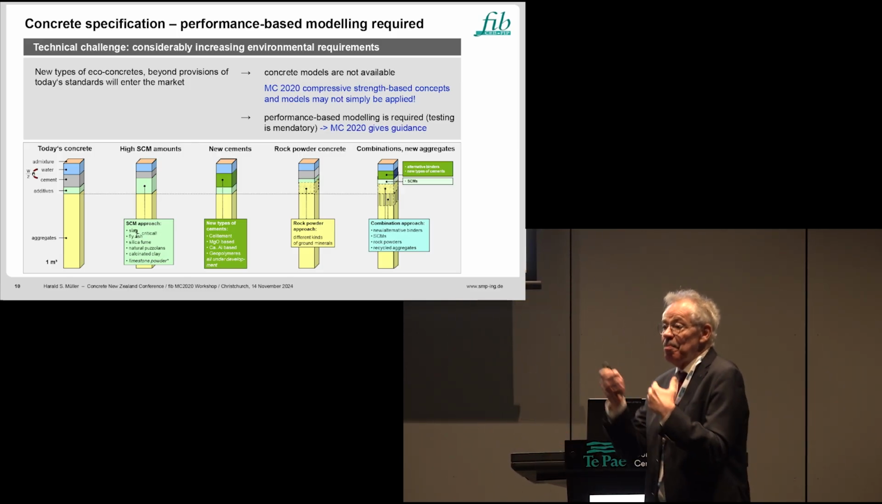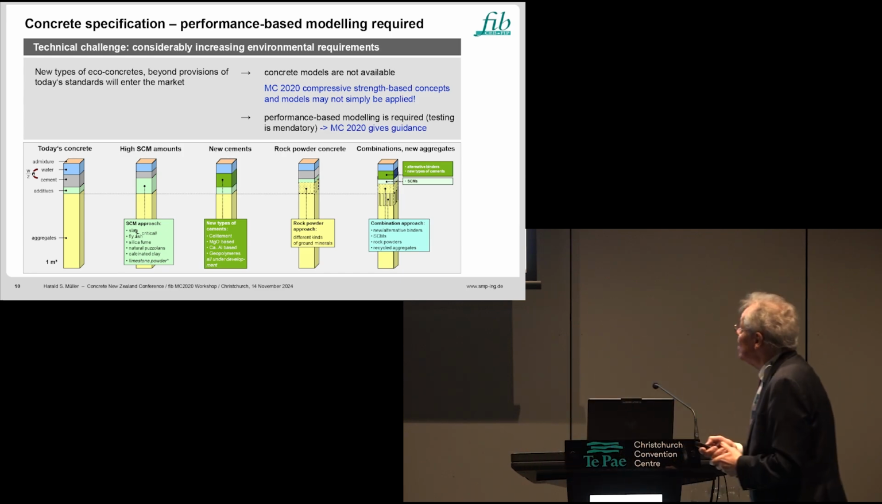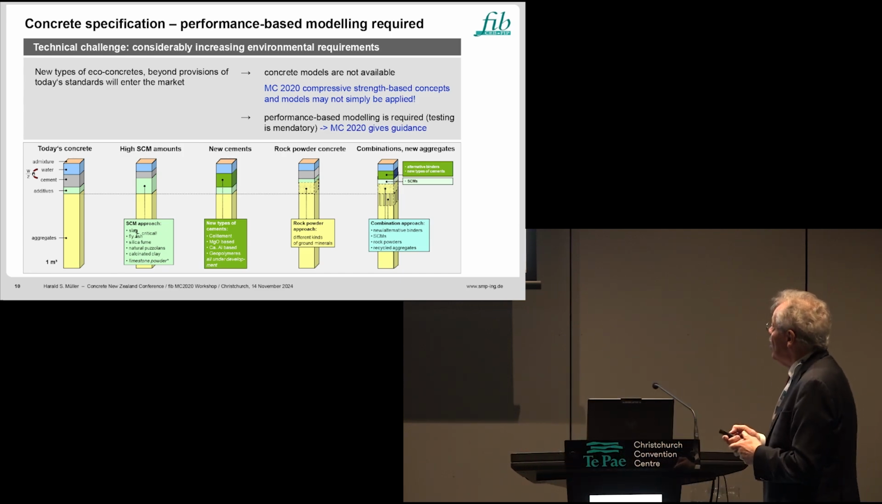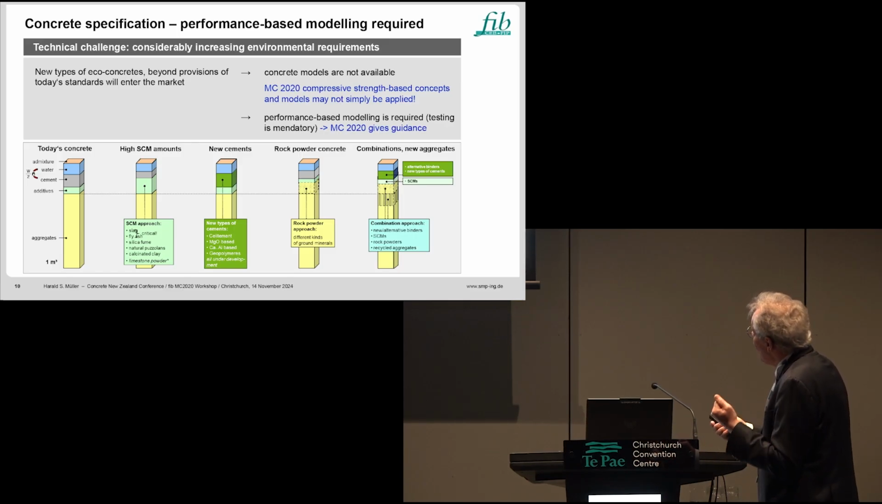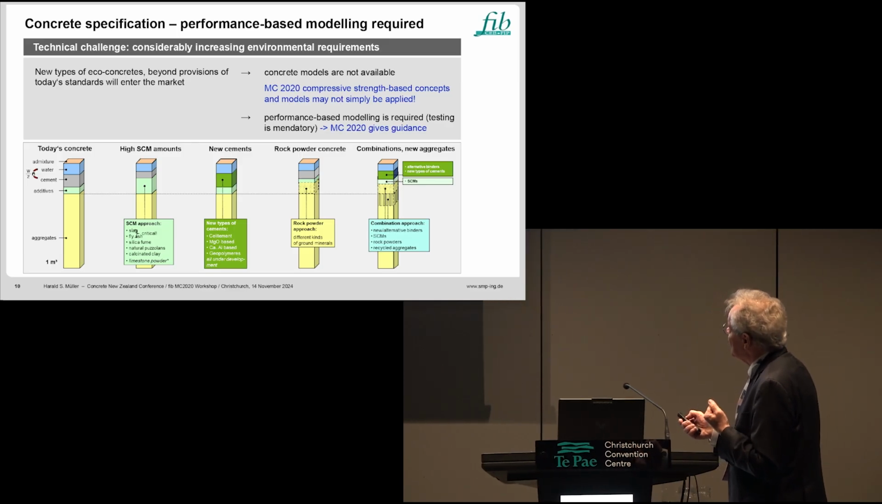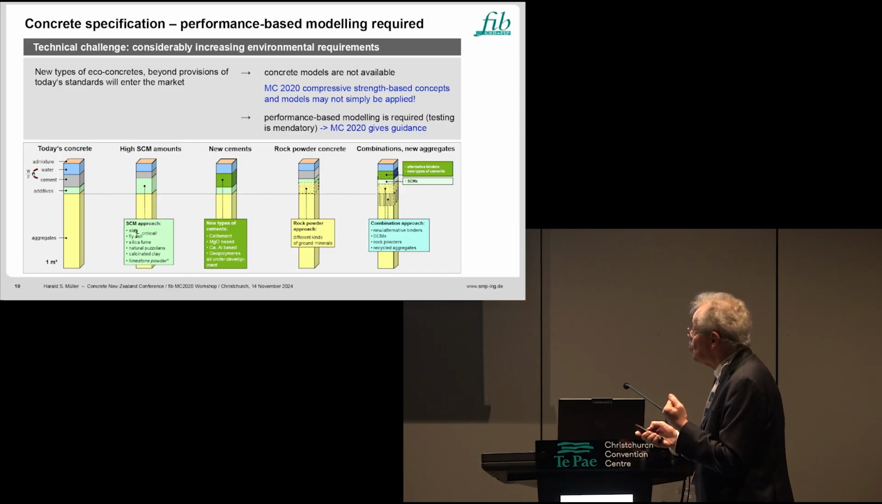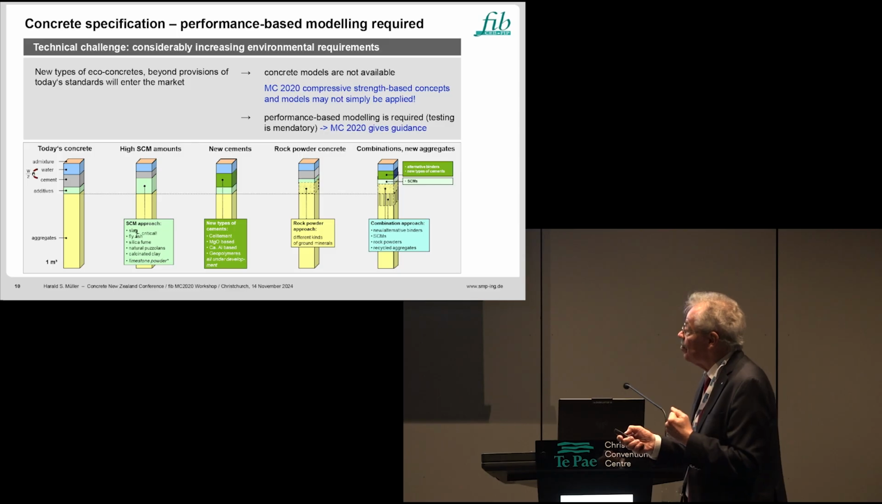And now we have, sometimes, completely new materials, and so we need a way to adapt our models to the new materials. So performance-based modeling is required, and testing is mandatory, of course, and Model Code 2020 gives guidance in this way. I will show you this for a simple example.